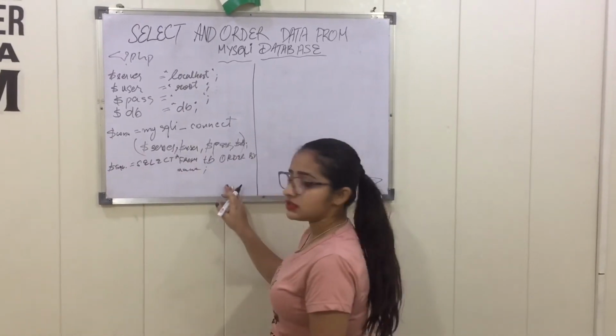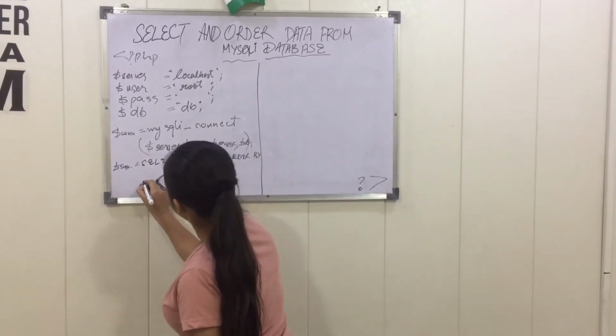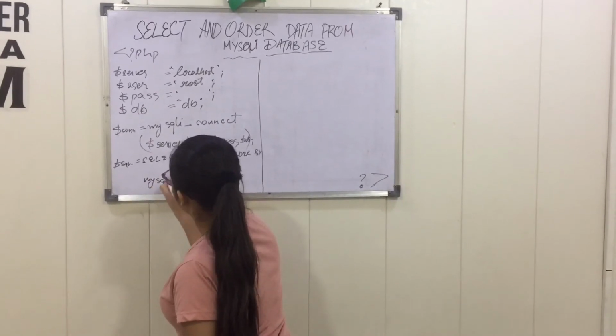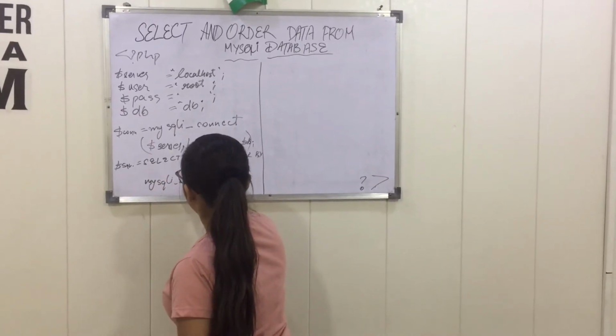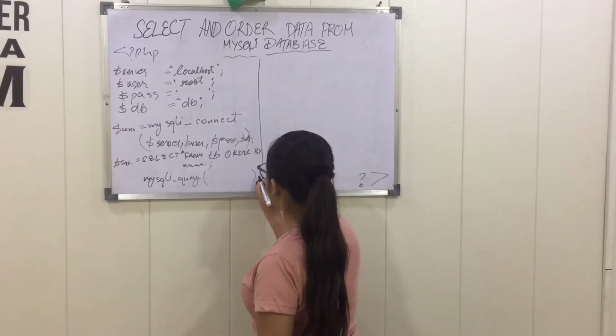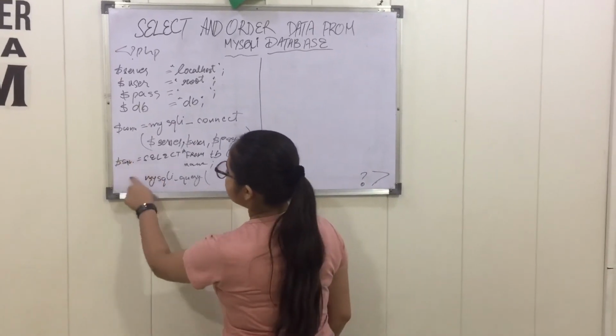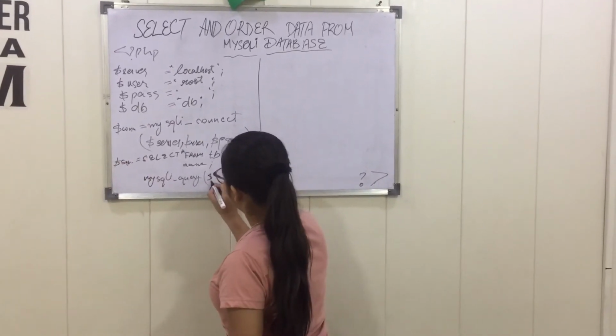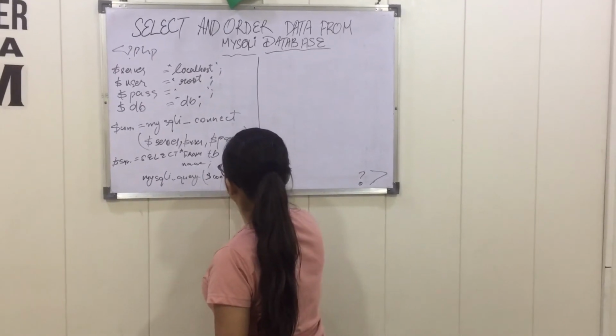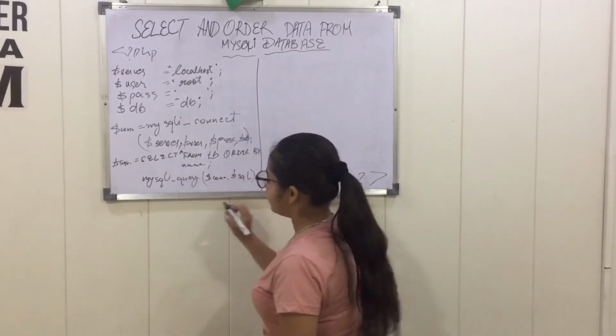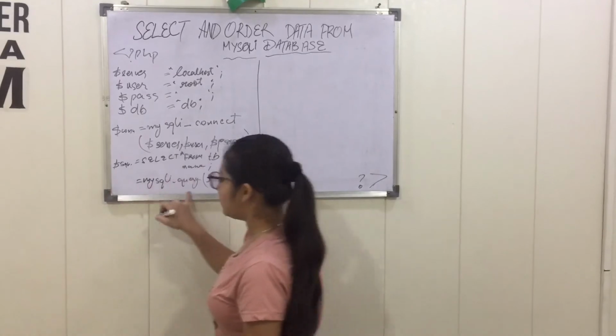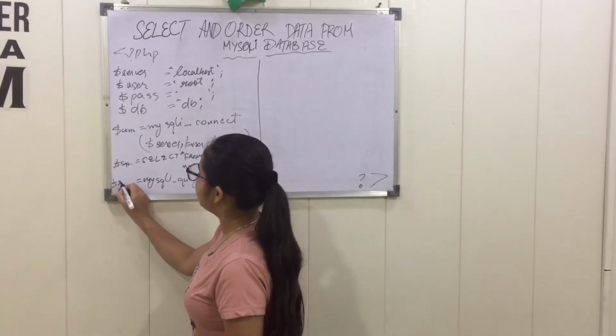So now I will put this into a mysqli_query. In between this, I will pass the two variables, that is $con and $sql, and then a semicolon. Now we'll put this into a variable. Suppose my variable name is $result.